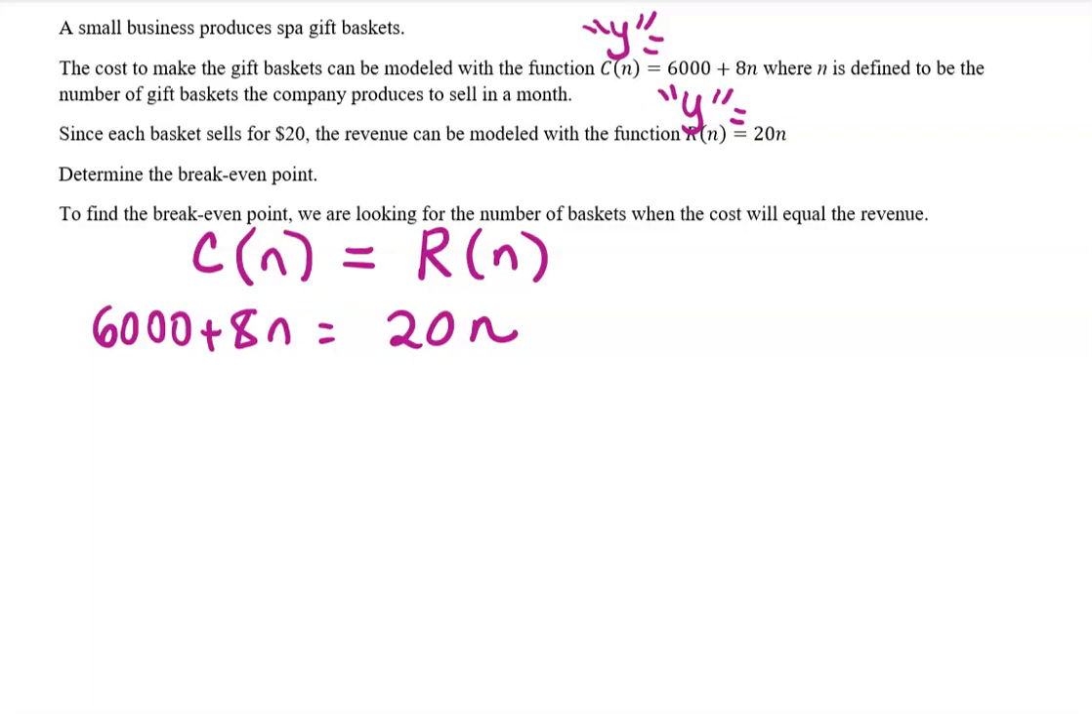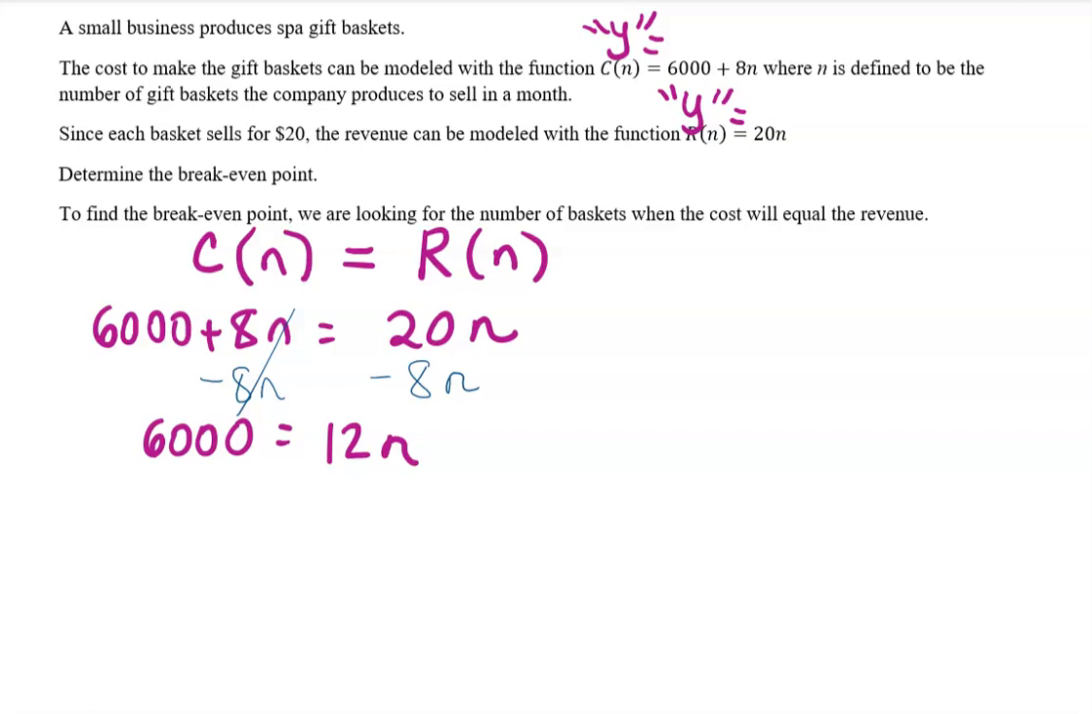In order to do that, we need to make sure that all the terms that have n in them are on the same side of the equation. So the opposite of adding 8n would be subtracting 8n. We want to subtract 8n from both sides. That way on the left side of our equation, we'll be left with 6,000. And on the right side, 20n minus 8n is 12n.